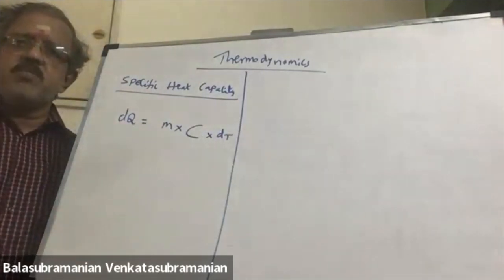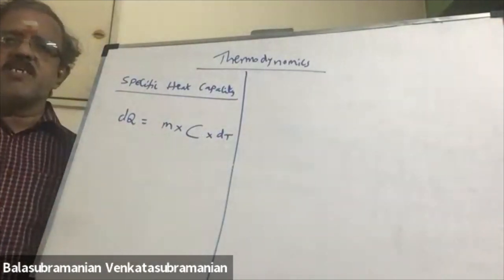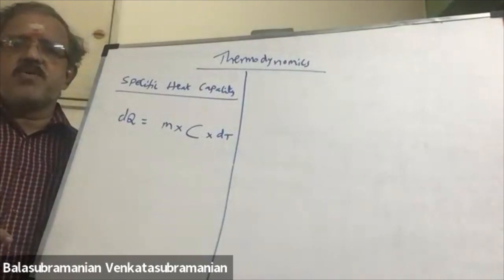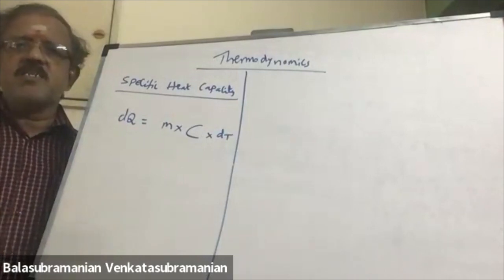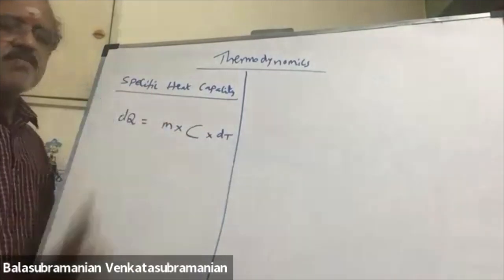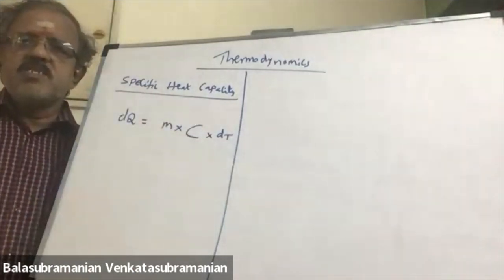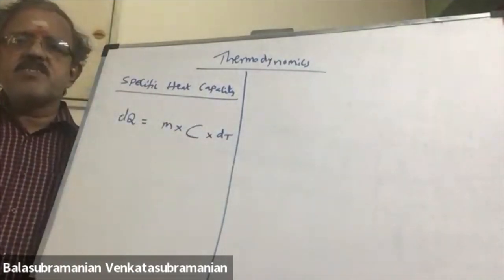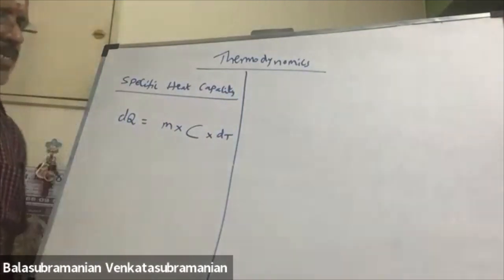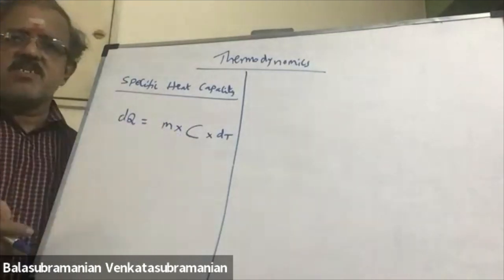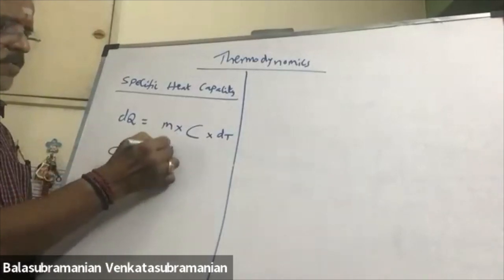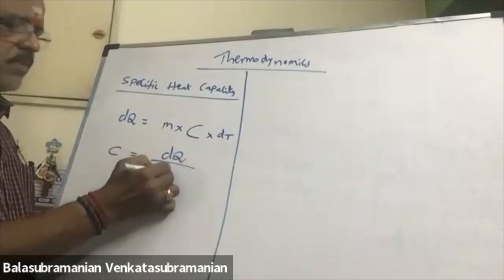Difference in temperature means before giving the heat energy, what is the temperature of the body? After giving the heat, what is the temperature? Final temperature. That final minus initial will be dT. So this is the quantity of heat supplied to the system. C is called specific heat capacity. Now I want to define C. So C is equal to dq by m into dT.